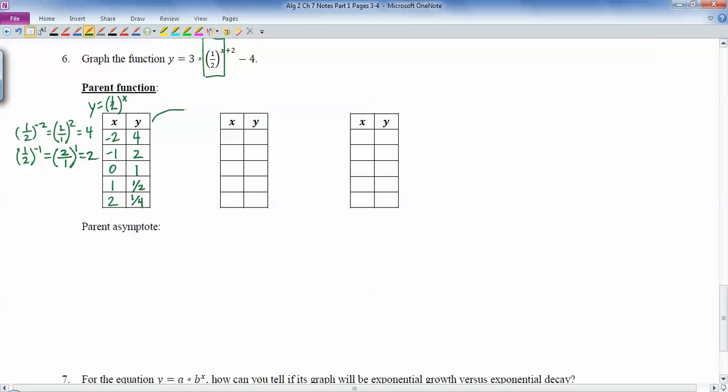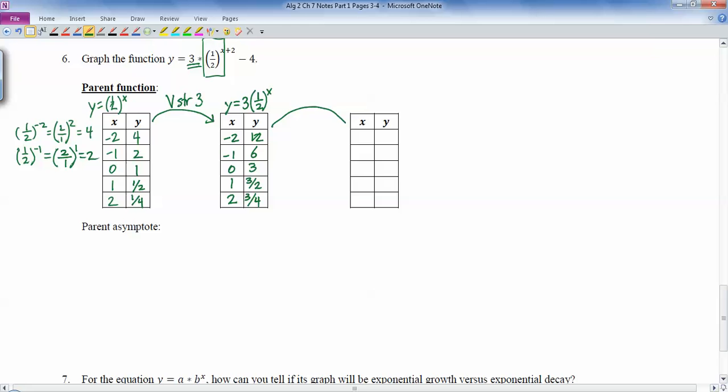Okay, well, to get to this chart, I'm going to stretch by 3. Vertical stretch by 3. So this chart's going to be for y equals 3 times 1/2 to the x. So if I stretch by 3, the x's don't change. But the y's get tripled. So now the 4 turns into 12. The 2 turns into 6. The 1 turns into a 3. The half turns into 3 over 2. And the fourth turns into 3 over 4.